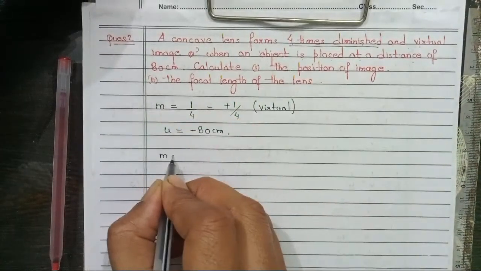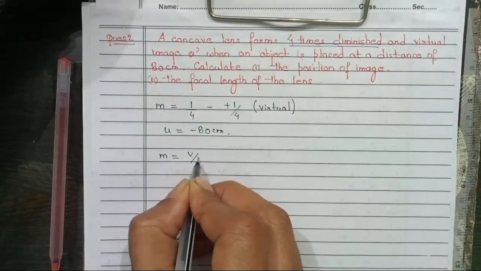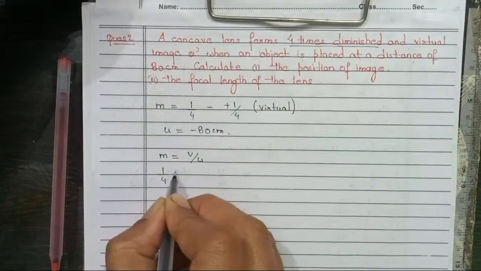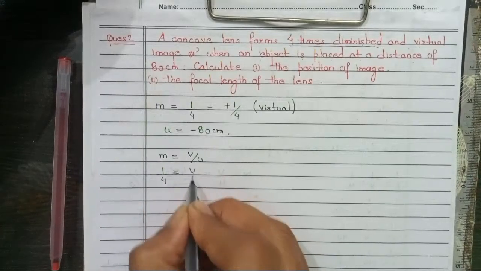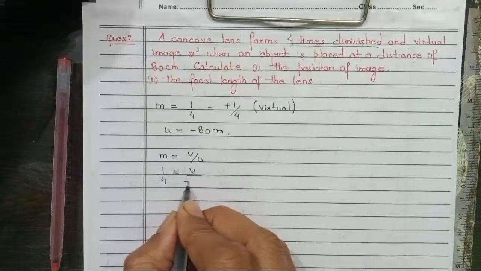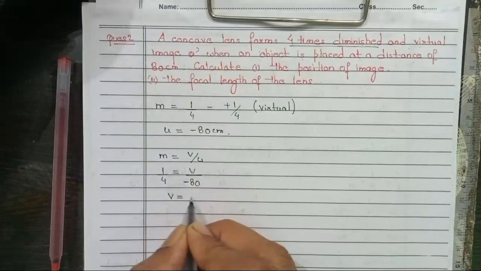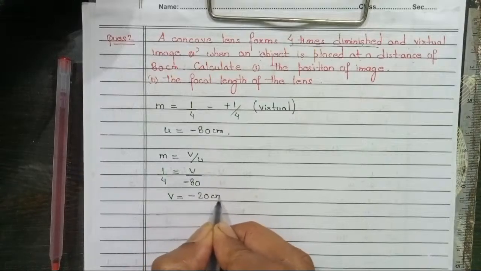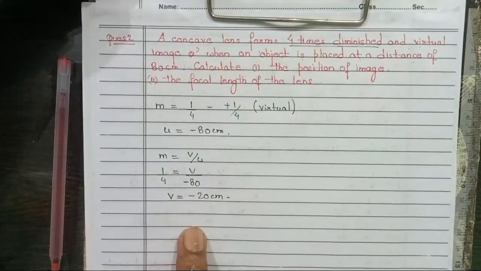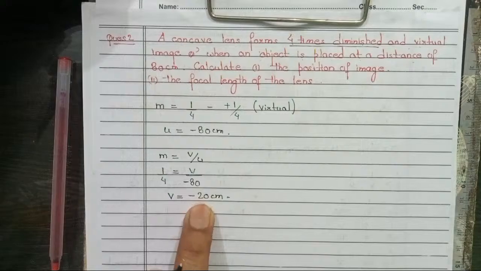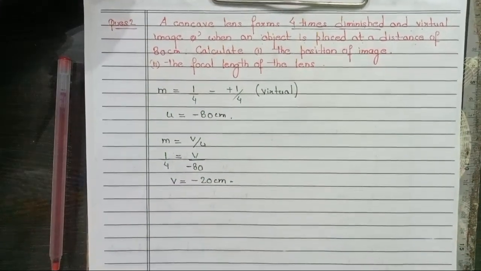Now see how you will calculate the position of the image when magnification is known to you. We have the formula for magnification as v by u. Magnification given is 1 by 4. v we have to calculate, u is minus 80. So from here you can get v as minus 20 centimeter. So again, as we did in the last question, you can see v, that is the image position, you are getting negative. So what does this negative sign indicate?